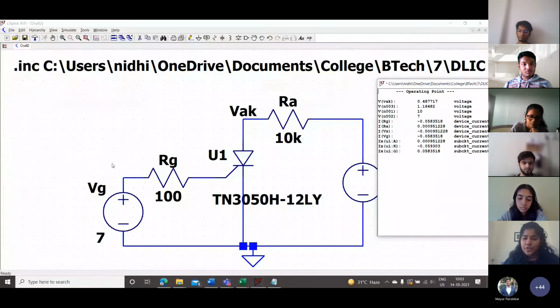Now I just have a question for y'all. Do y'all see how my gating current is a negative value? Can any of you guess why that's happening? Any guesses? It's going in the other direction. It's going in the other direction, but I haven't even put a probe here. So how is LTspice deciding the direction of current that it wants to take?